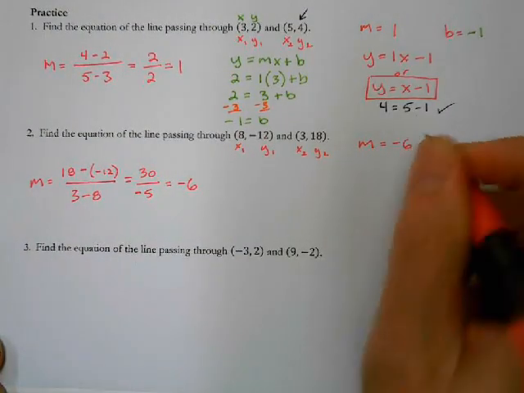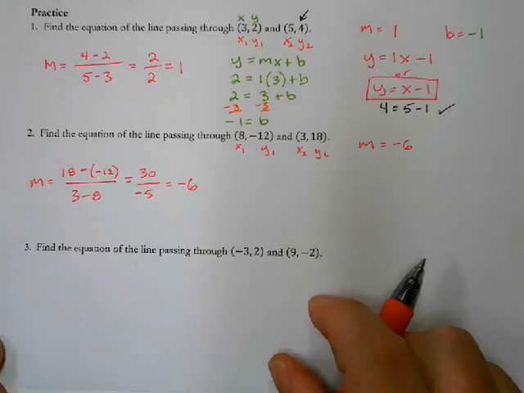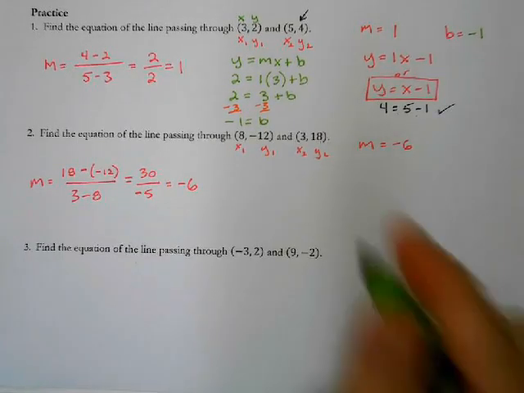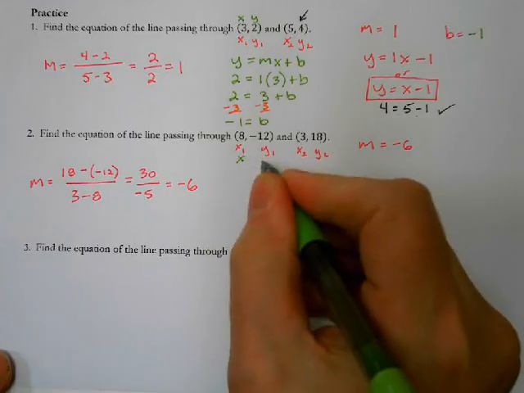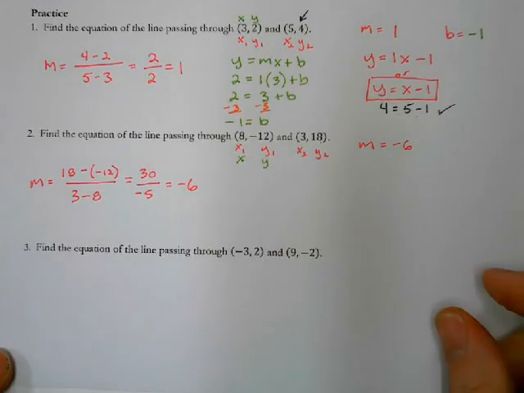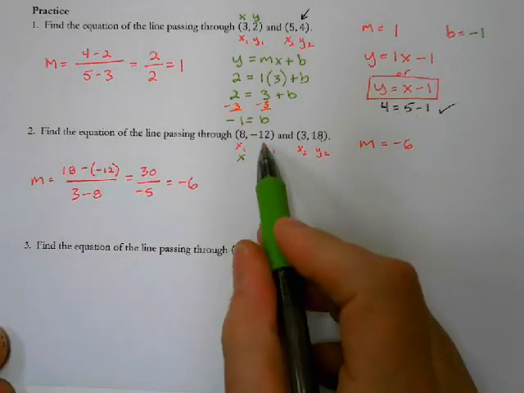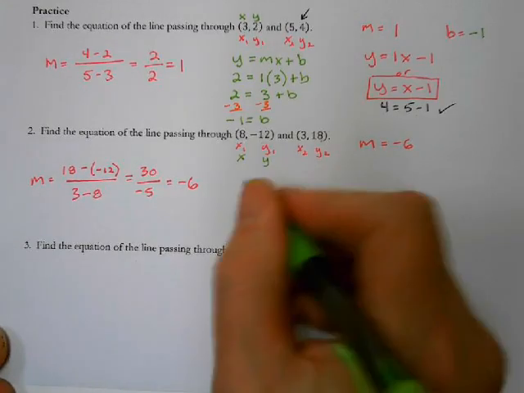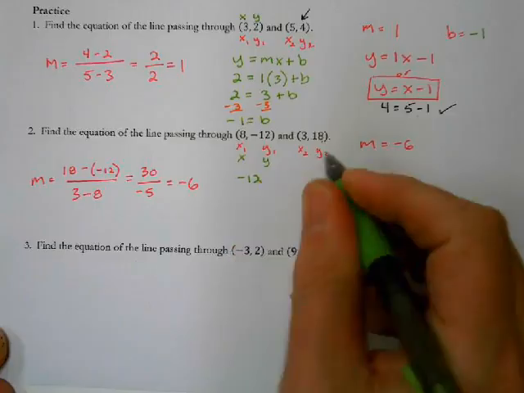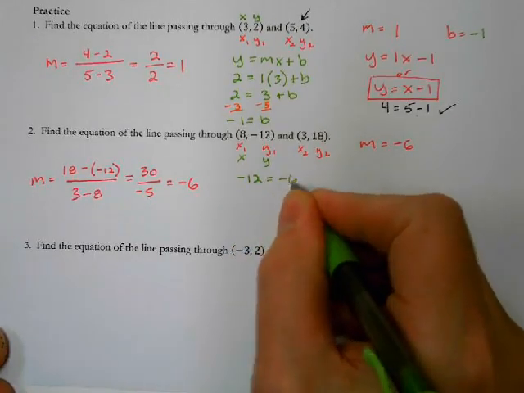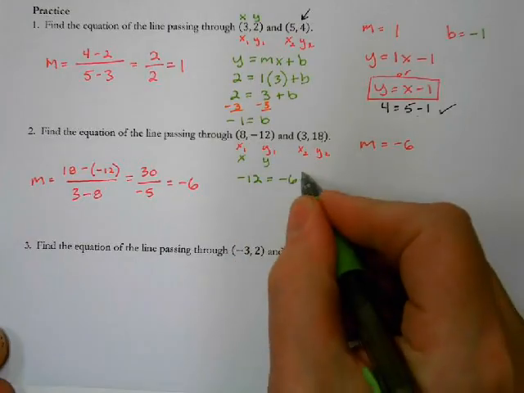Step 2, use y equals mx plus b, and substitute one of the points for x and y and the slope into m. So I'm going to use x and y, just the first one, just because I said so. Okay, so we're going to do y equals mx plus b. Instead of y, I'm going to plug in negative 12. Instead of m, I'm going to plug in negative 6. Instead of x, I'm going to plug in 8, plus b.